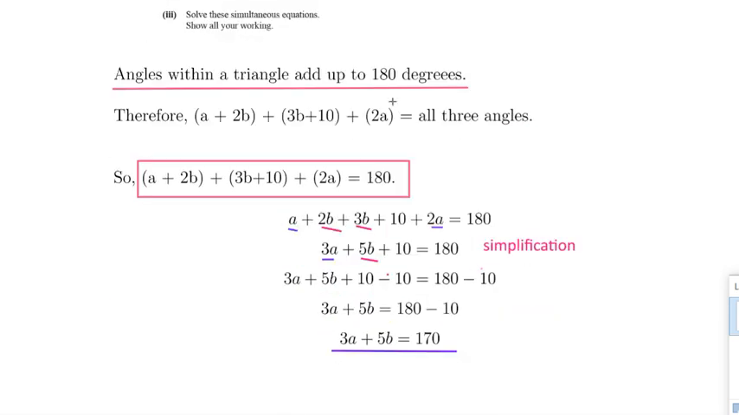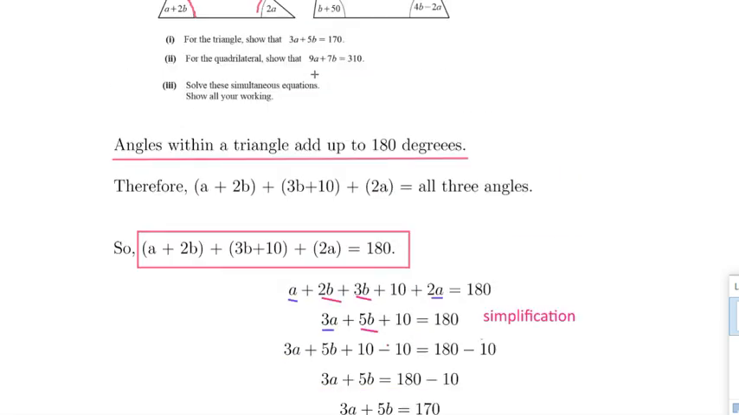So what did we need to know? Angles within a triangle add up to 180, a bit of simplification, and a bit of rearranging, and we got what we needed to get there. And that is that part complete.